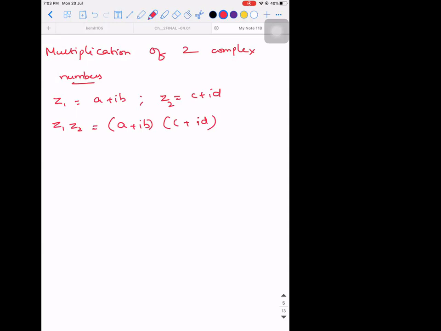Four terms, right? So a into c, ac, plus i into a into d is ad, plus i into b into c is bc, plus i into i is how much? i square.